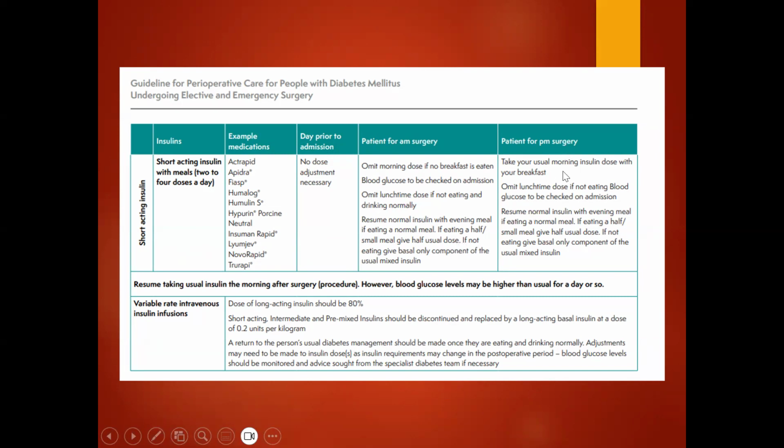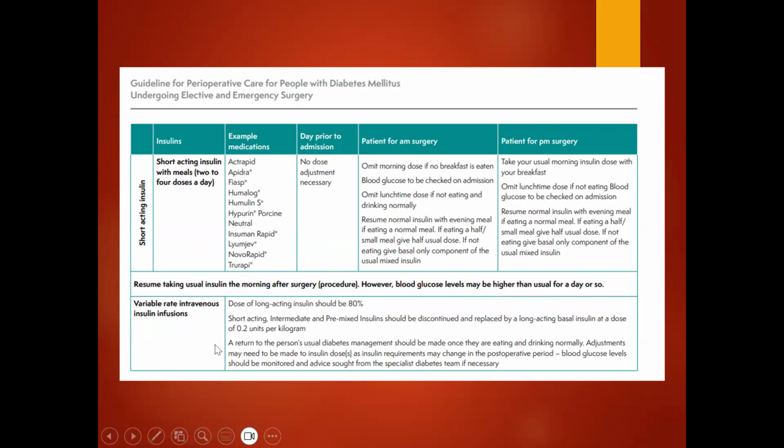What if the patient is from evening surgery? The morning dose will remain the same with the breakfast because patient will have the breakfast. Most likely he will not have the lunch, so he will omit the lunchtime dose. And evening dose will of course be skipped if the patient has gone for surgery. If the patient is back from the surgery, is going to have the dinner, then resume the normal insulin with the evening meal if eating a normal meal. If the patient is not eating enough or not having much appetite, we can give half the usual evening dose. So resume taking usual insulin therapy in the morning after the surgery procedure. However, blood glucose levels may remain higher than usual for a day or so because of the adjustments.